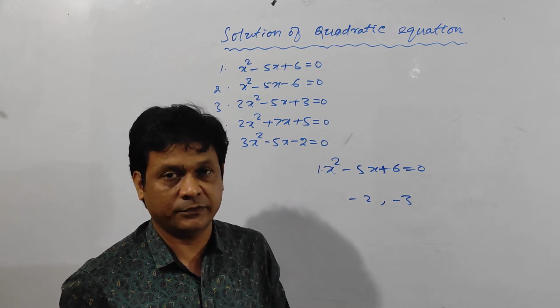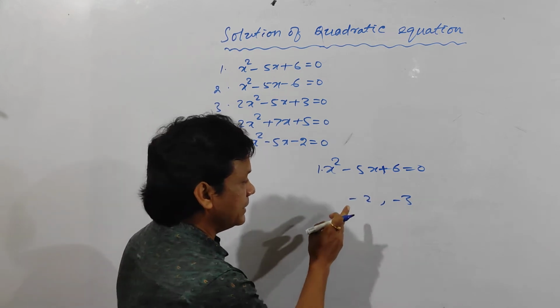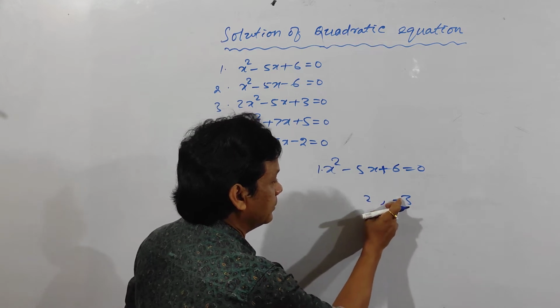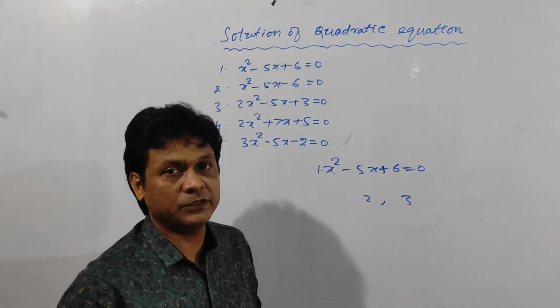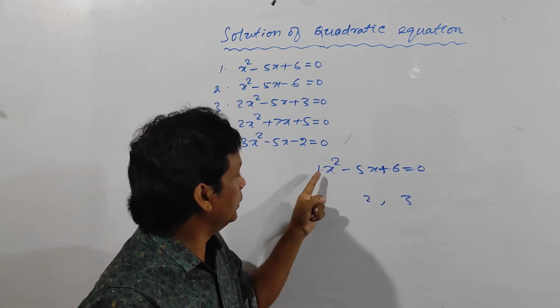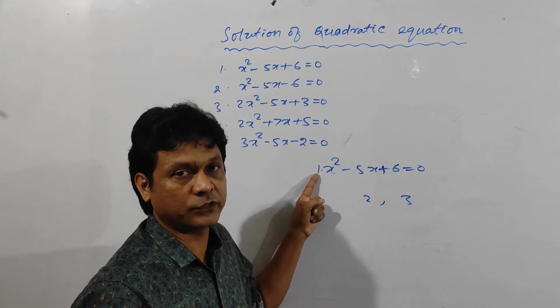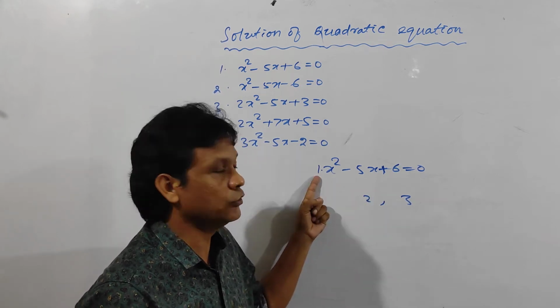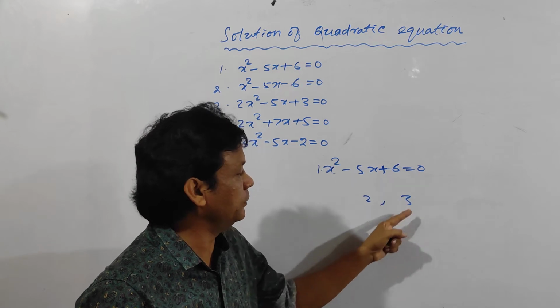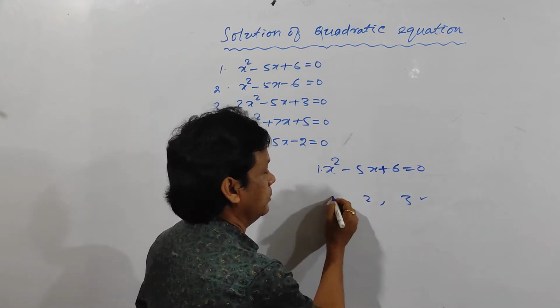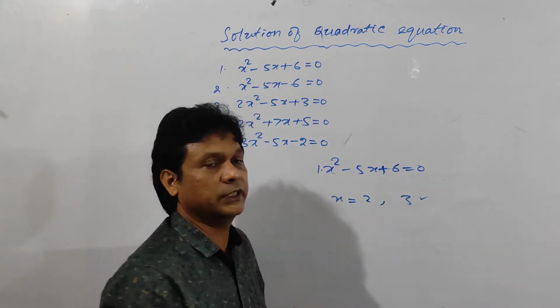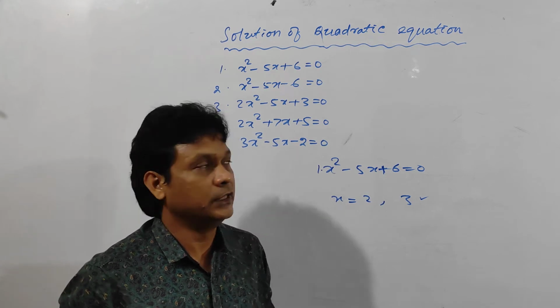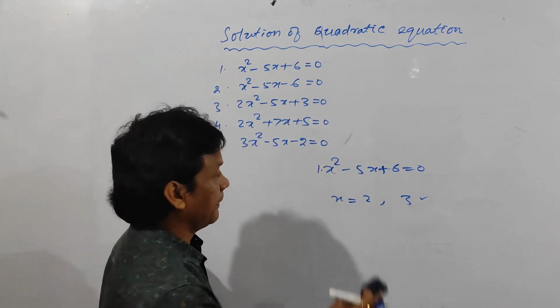And what is the first step? The first step is simply change the sign. That means 2 3. And you should divide the coefficient of x square to both the cases. And here the coefficient is 1. So 2 by 1, 3 by 1. So these are the two answers. X is equal to 2 and x is equal to 3. Clear?